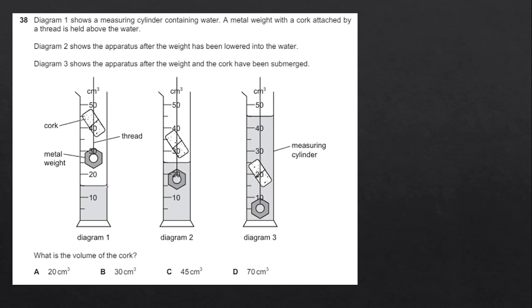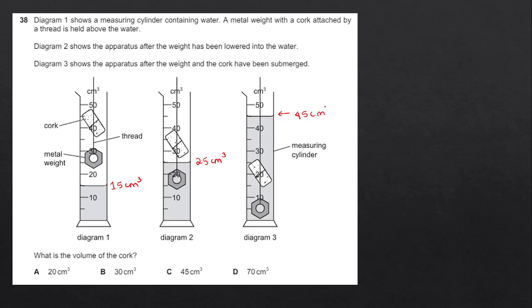Initially it was reading 15 cm cube. After immersing the metal, it is reading 25 cm cube. So I'll write this down here. The initial reading is 15 cm cube. The graduation is 5 cm cube, so here it is 5, 10, 15, 20, and it will be 25 out here. So this is 25 cm cube. Now let's read the final volume. The final volume is here, which is 45 cm cube.